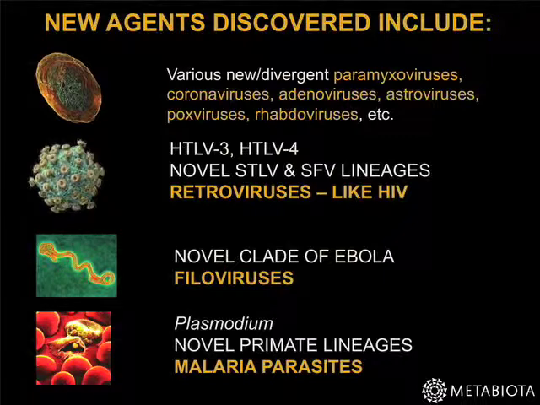In addition to that, we've discovered a novel retrovirus. So retroviruses are like HIV, so it's important to pay a lot of attention to this group of viruses, given that one of the last times that they crossed over into humans, it didn't go so well. And we've also detected a novel clade of Ebola, and in some of the side work, novel primate lineages of malaria parasites, which have given us an idea about the origins of some of the malaria parasites that infect humans.